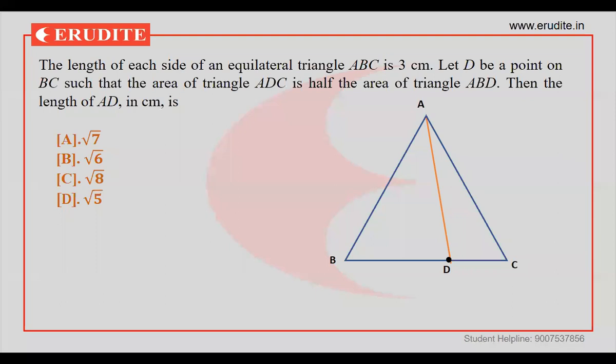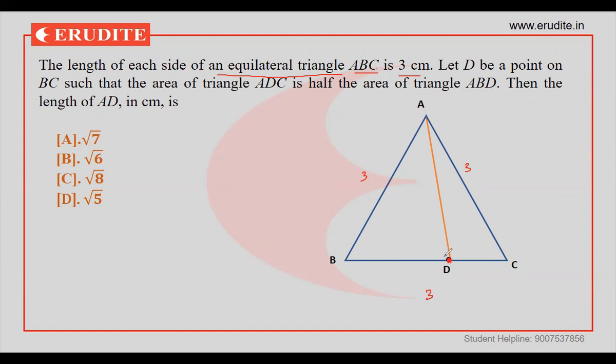Hello everyone. So we are going to discuss this question. This question came in the CAT 2022 slot 2 paper. This is a question from geometry. What they're saying is, the length of each side of an equilateral triangle, so this is an equilateral triangle ABC, I have already drawn it, and each side is 3 centimeters. So I'm putting 3 on all 3 sides, AB, BC, and AC. D is a point on BC, so I have made a point D here.